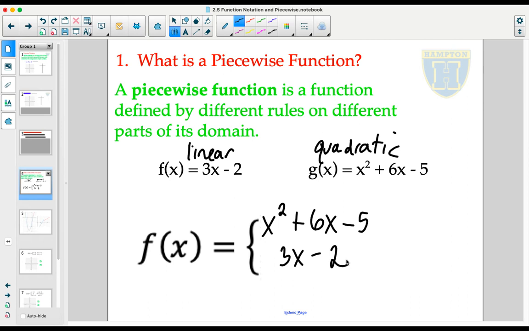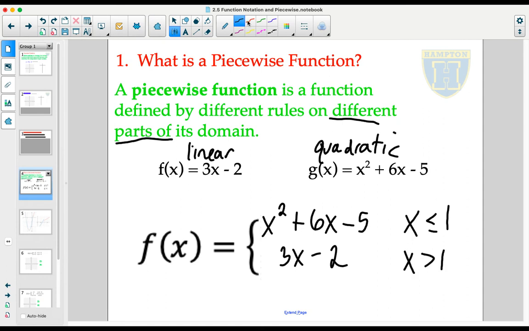Now I want to employ the other part of the definition, which is I want these defined on different parts of the domain. Both the linear and the quadratic by themselves have a domain of all real numbers. So I need to restrict this so that there is no overlap between the graphs. For the purposes of this exercise, I've chosen to restrict it at the number positive 1. So I'm going to say that the parabola exists only when x is less than or equal to 1, and that 3x minus 2 only exists when x is greater than 1.